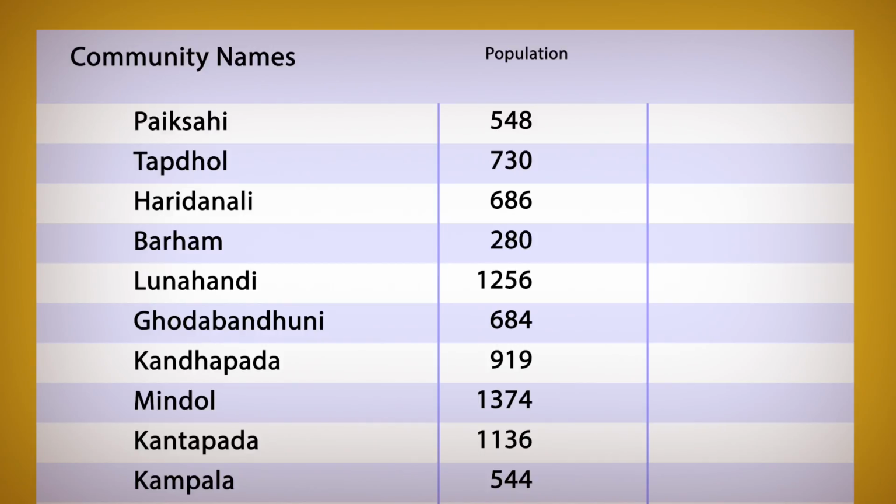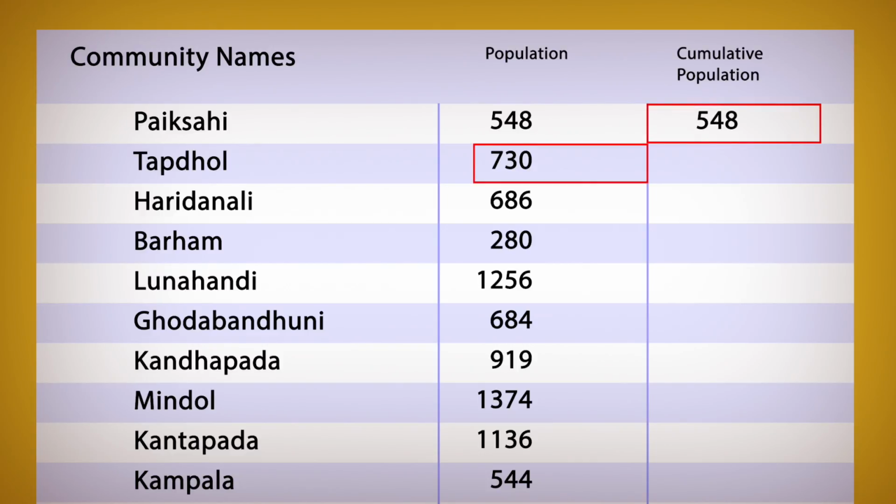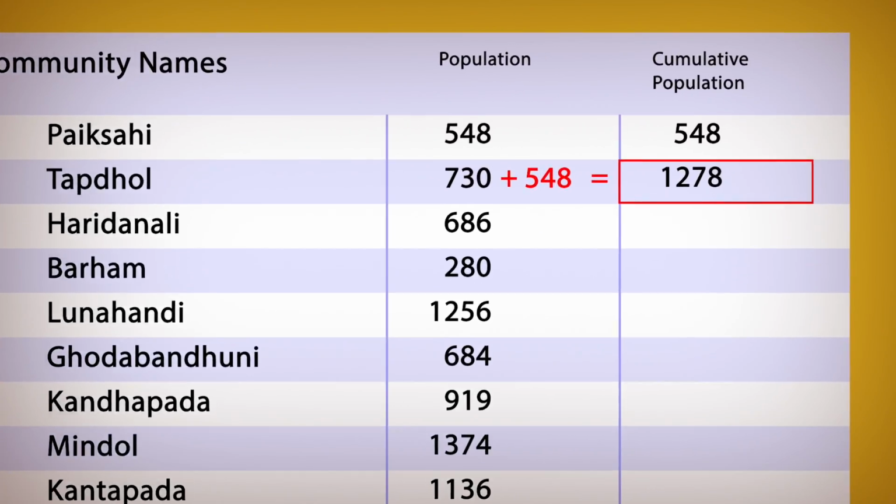In the third column, calculate the cumulative population. You do this by adding the population of each community to the sum total of all the other communities before it, so you get a running total of the population.